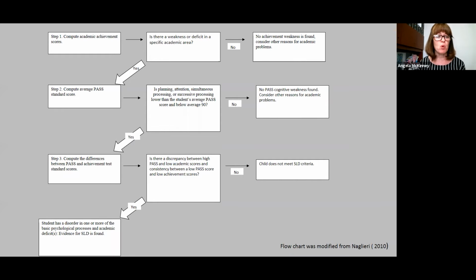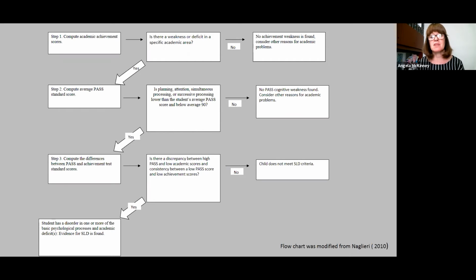So you can see that this points you to, if it's no, yeah, let's figure out what's going on with this kid that might cause some problems, but it's not a learning disability. So computing that average PASS score, and then you're looking for, are the processing scores below 90, right? Is there anything that's below 90? And then you're looking for that difference between each of those scores and that average PASS score.